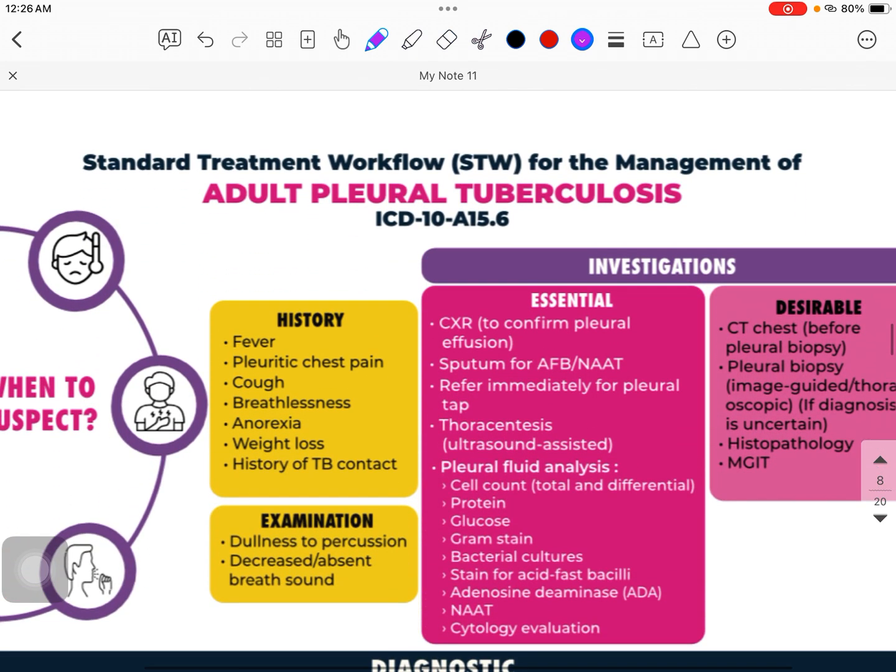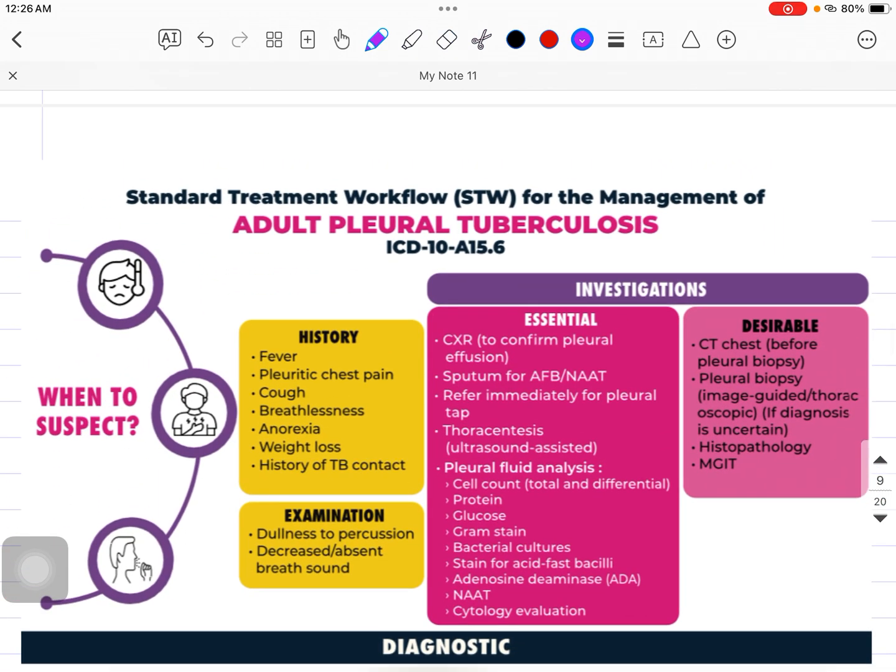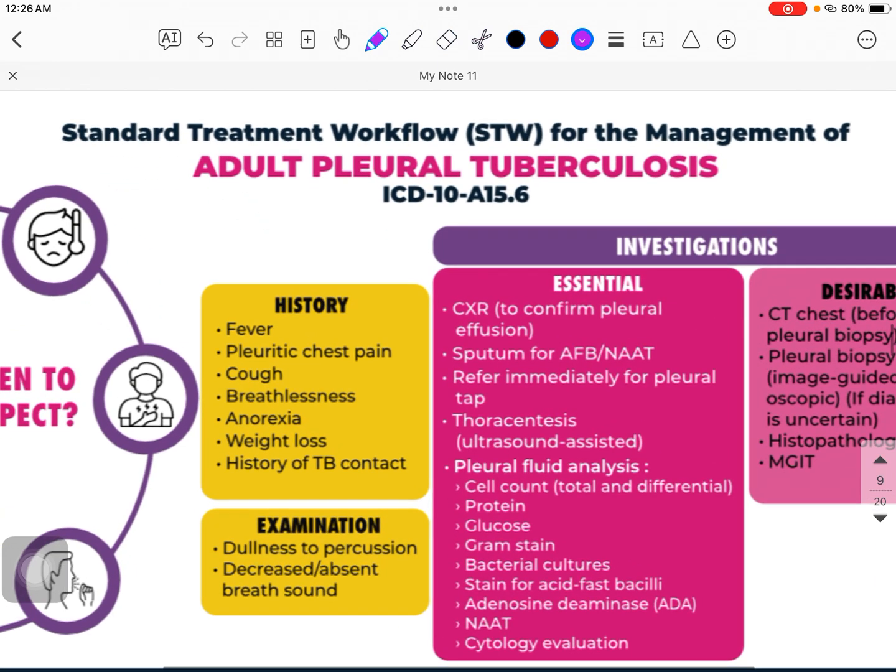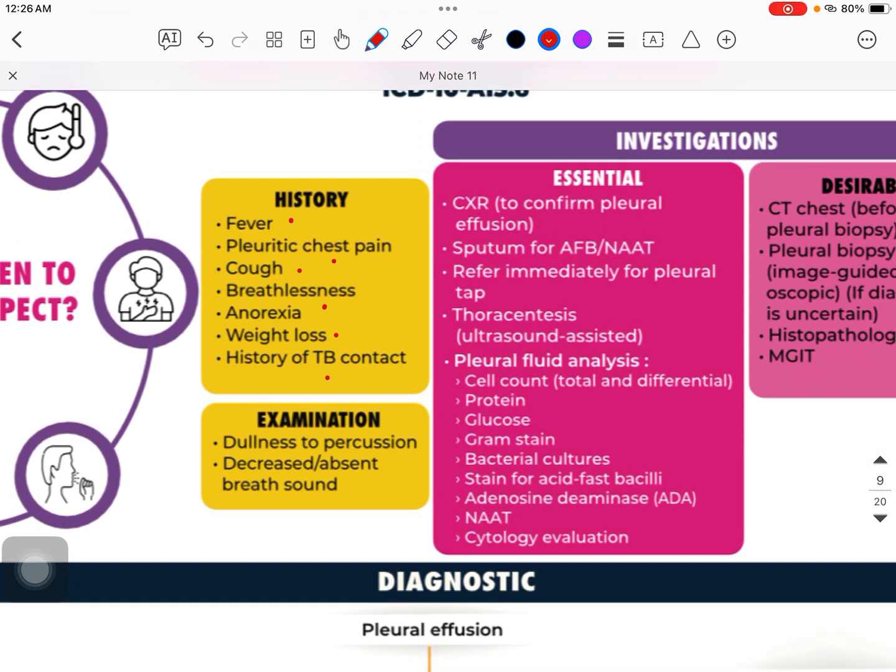Let's come to this table over here. Okay, this is also a very important table and a very good one actually. So this is just a summary of pleural tuberculosis, what we have just talked about. So if the patient is coming to you with this kind of history, that the patient is talking about fever, pleuritic chest pain, cough, breathlessness, anorexia, weight loss, night sweats, or history of TB contact, then obviously we should be thinking in the line of tuberculosis.